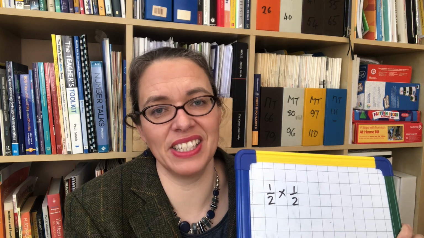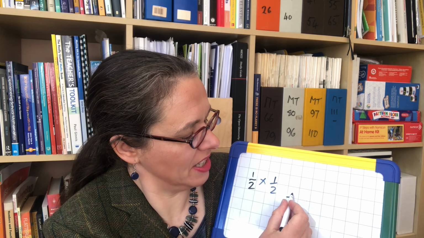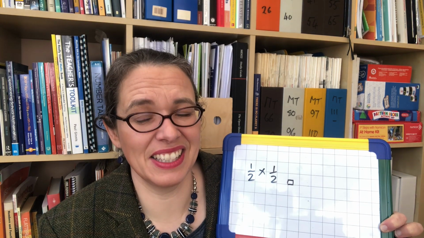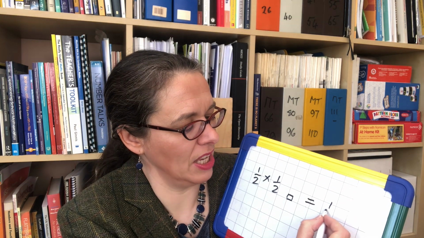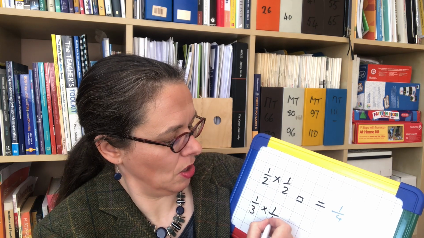How big's your rectangle going to be if it's 1/2 a square wide and 1/2 a square high? See? 1/2 a square wide and 1/2 a square high. It's a quarter. Did you see that? It's really worth taking the time to make sure that you can. So 1/2 times 1/2 is a quarter. Let's try another one. What about 1/3 times a quarter?